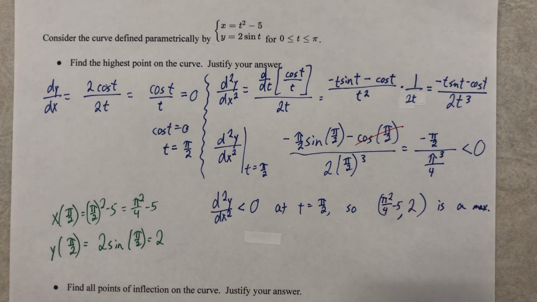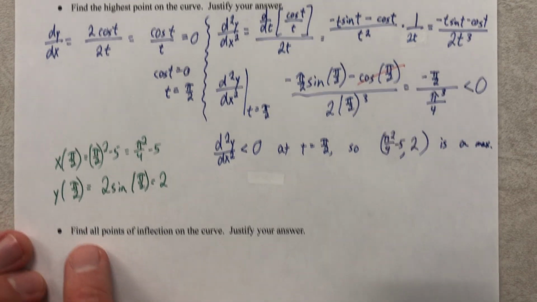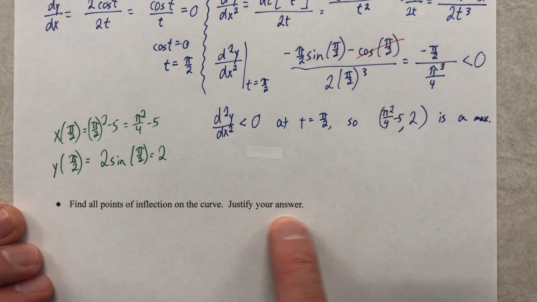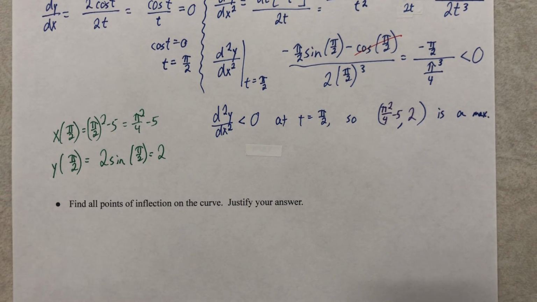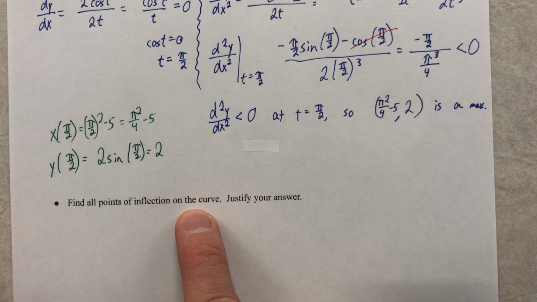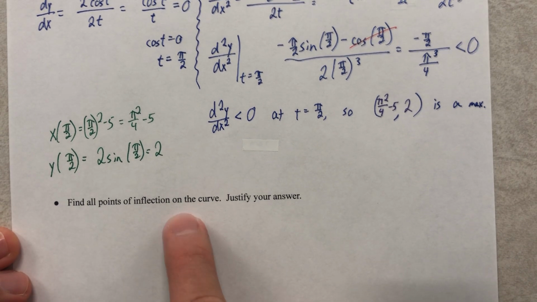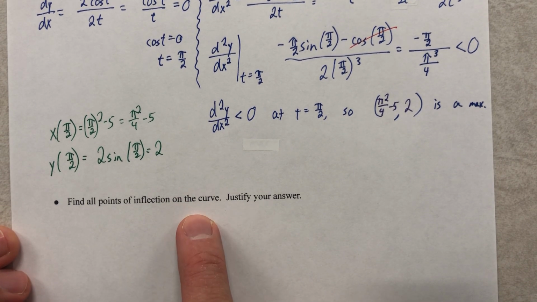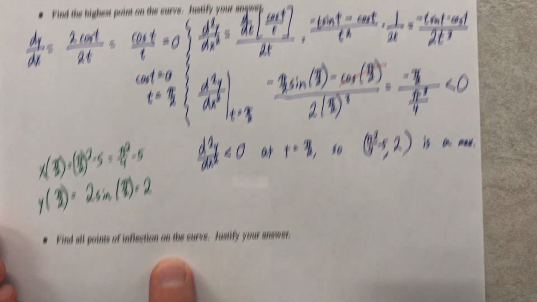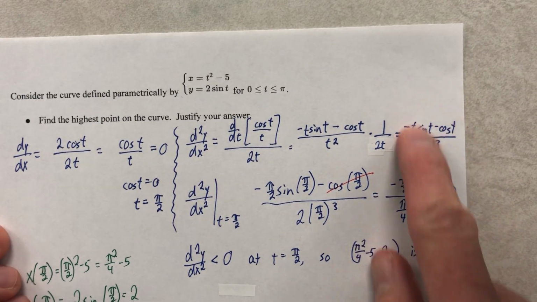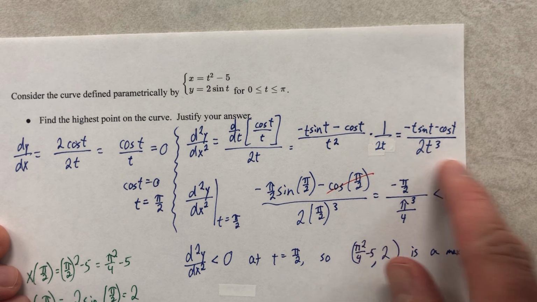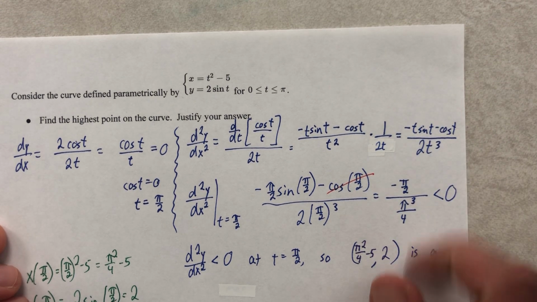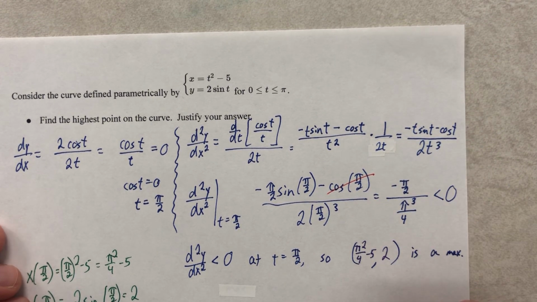Okay, now things get really fun. We want to find all points of inflection on the curve and justify our answer. Points of inflection occur when, let me rephrase that, when the sign of your second derivative changes. I want to know where the second derivative sign changes. So let's find out where the sign of the second derivative, well, changes.